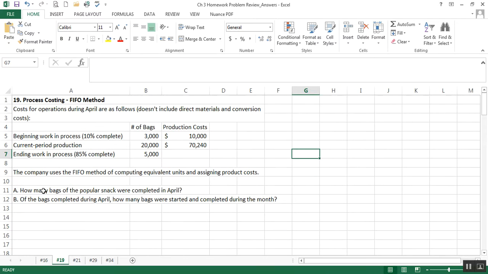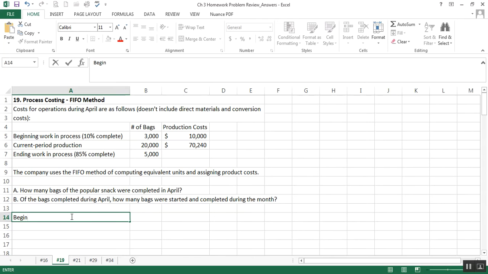Okay, let's look at number 19. Process costing using the FIFO method. So we're given information about the beginning, current, and ending work in process in number of units and production costs. This is telling us they use the FIFO method for computing equivalent units and assigning the product costs. This information is for the month of April. So how many bags of popular snacks were completed in April? So we start with step 1, the calculation of units completed.